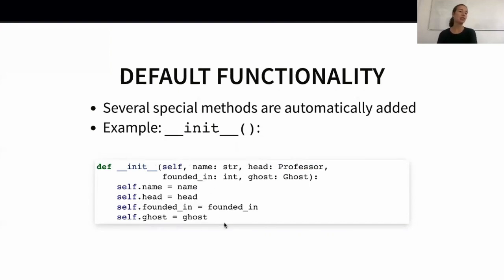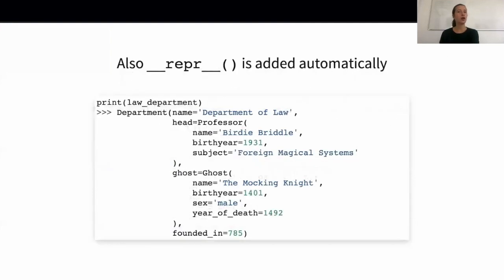Dunder init is actually not the only special method added to the class automatically. For example, Python also added a dunder repr method to the department class. So when printing the law department instance, we get a nice representation right away. By automatically adding these dunder methods, data classes release us from the burden of having to define them ourselves. We could, of course, still override the default implementation if needed, but most of the time that won't be the case.